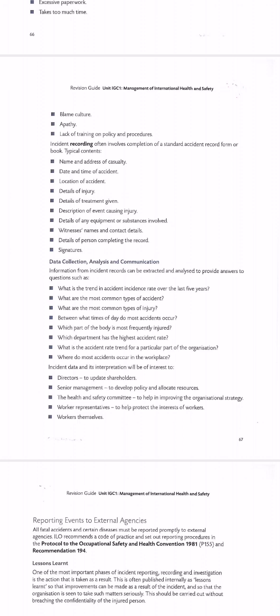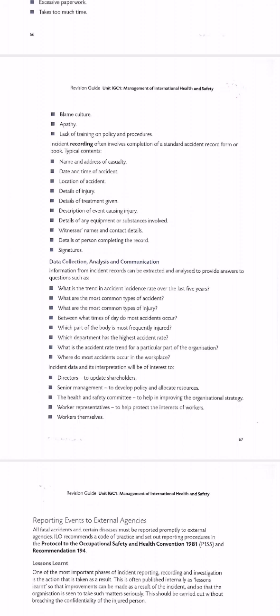This one I've already explained. Information from incident recording can also be extracted and analyzed to provide answers to the following questions. So those are the questions that I asked.